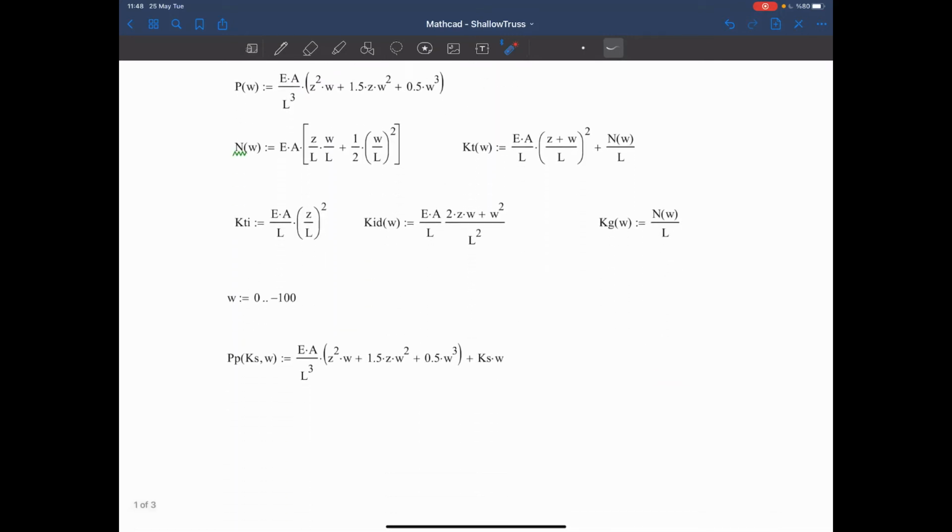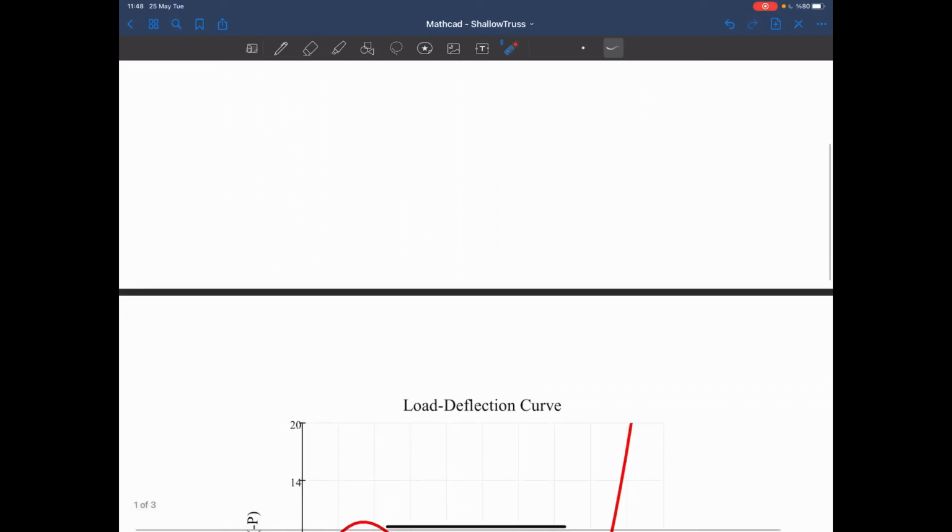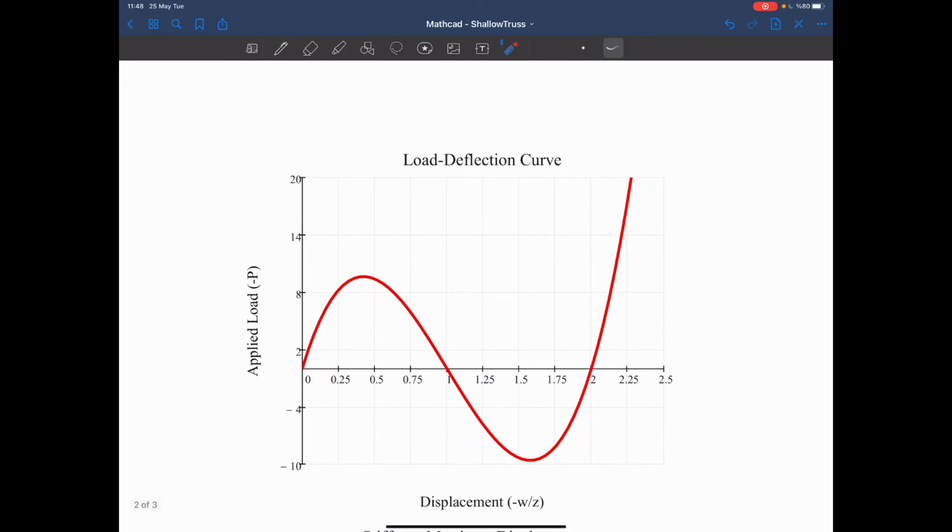Now we will plot it for W equal to 0 to minus 100. That's the equation for it. And when you add this spring stiffness, we have an additional stiffness here. But as I said before, we will take Ks as equal to 0. Now this is the load deflection curve for that truss. Remember that, let me draw it one more time.